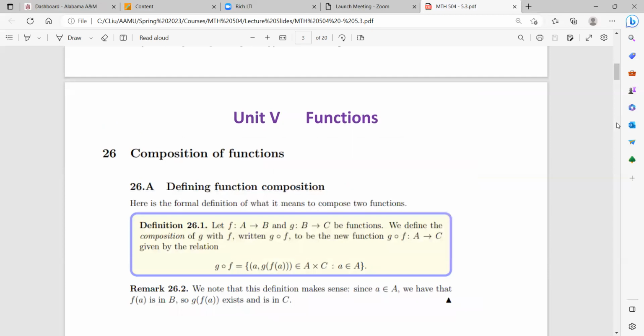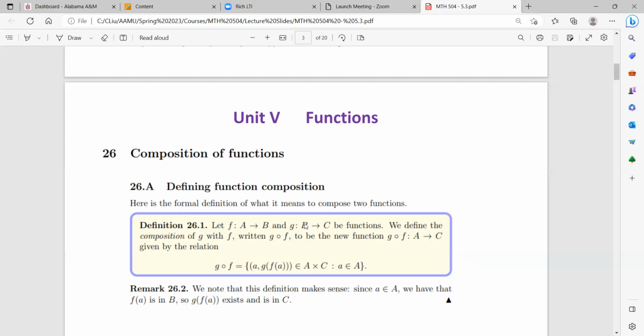Okay, let's define the composition of functions formally. As we already learned, functions are defined formally in terms of ordered pairs. So we have 2 functions, f and g, f from A to B and g from B to C.